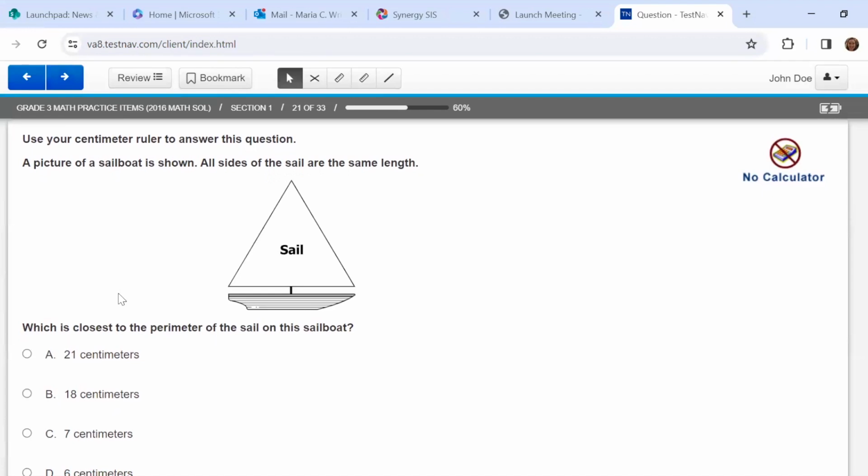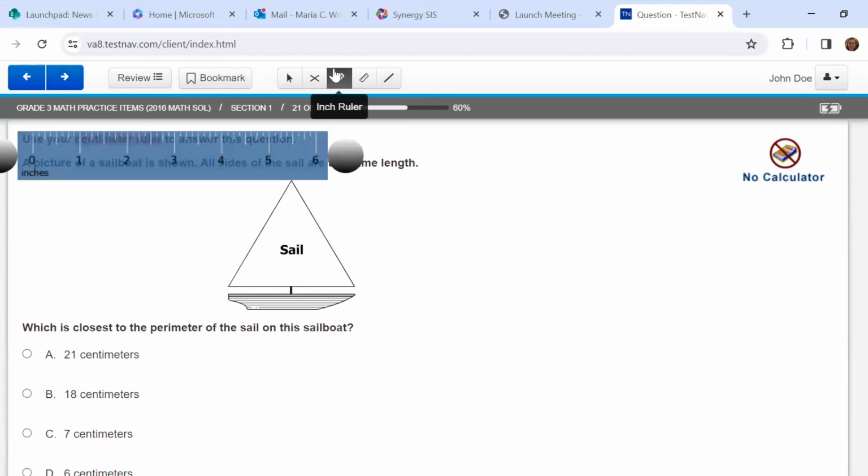Use your centimeter ruler to answer this question. A picture of a sailboat is shown. All sides of the sail are the same length, which is closest to the perimeter of the sail on this sailboat. And it's labeled sail. So we're only looking at the triangle. Which ruler do we need? Yep, the centimeter ruler.